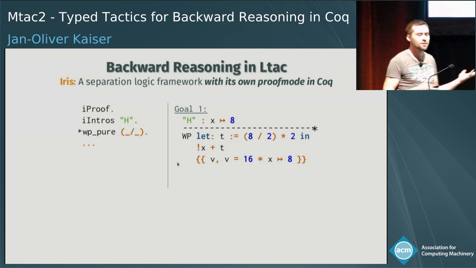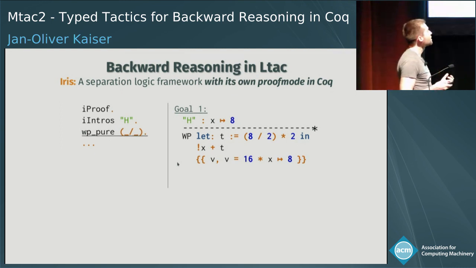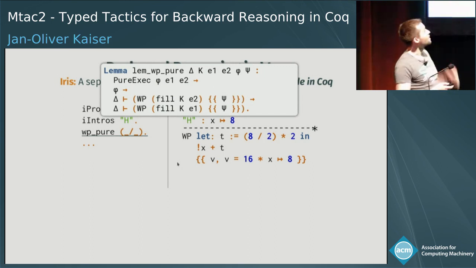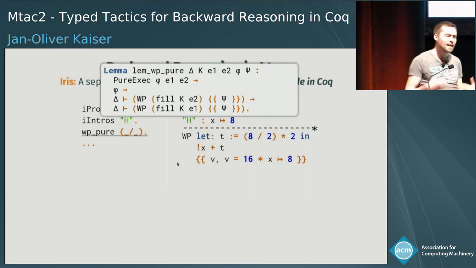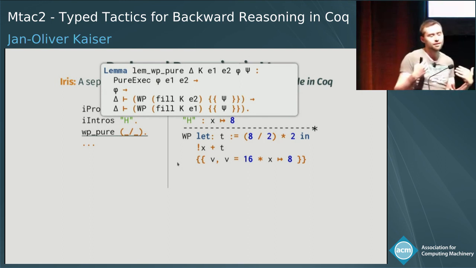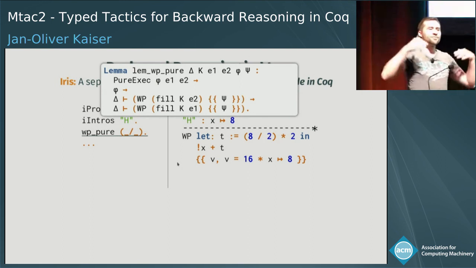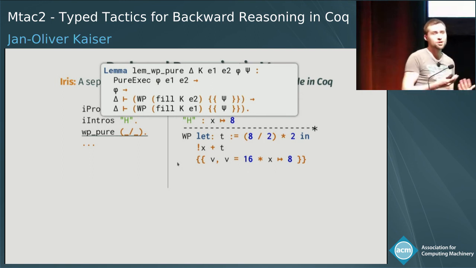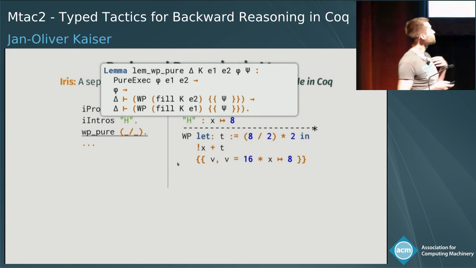When we execute that tactic, what it really does is it applies a lemma. In particular, it applies a lemma backwards, which means that here we have this lemma wp_pure. What this lemma states is that if we want to prove safety of any expression e1 in an evaluation context K, then if that expression e1 reduces to another expression e2, we can instead prove safety of e2 in the context K.